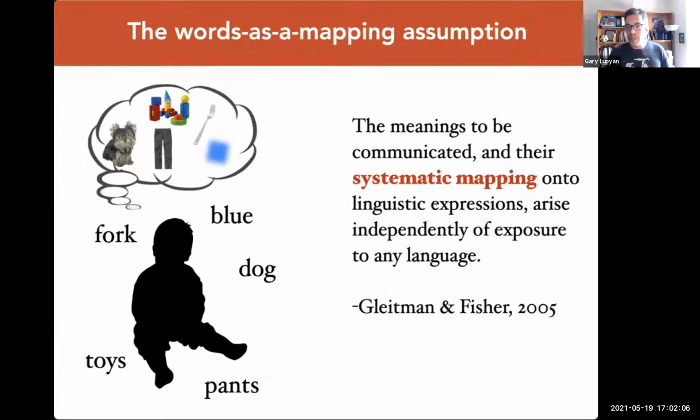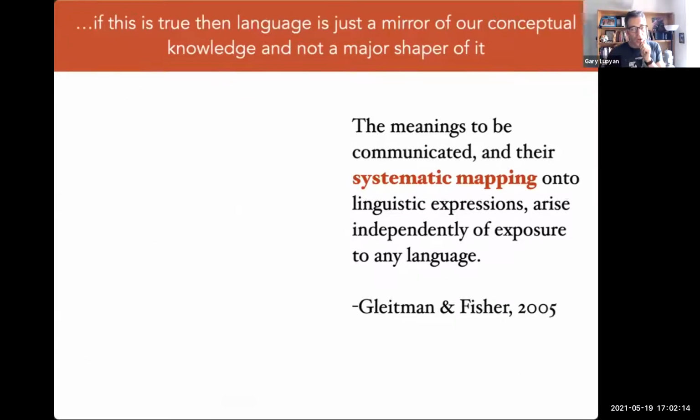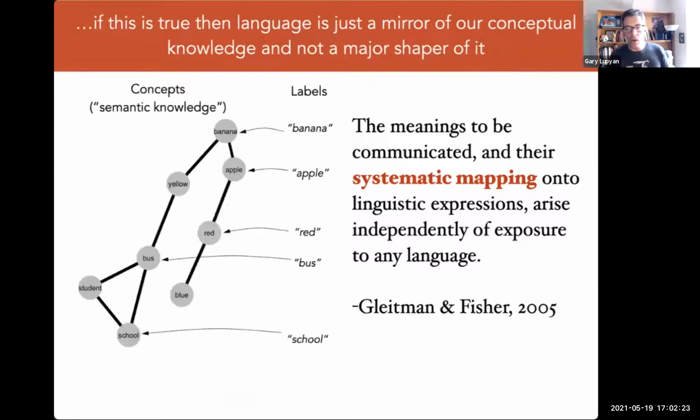So Lila says, right, the meanings to be communicated and their systematic mapping onto linguistic expressions arise independently of exposure to any language. And so if this is true, then language is a mirror of our conceptual knowledge, but not really a major shaper of it, right? And so notice that this view doesn't presuppose that the vocabularies of every language have to be the same, or that every concept we have corresponds to a name. So it's perfectly possible to have some concept that in your language has no name, right? But the fact that you happen to speak a language that doesn't label blue, right, has no bearing on whether you have this concept.